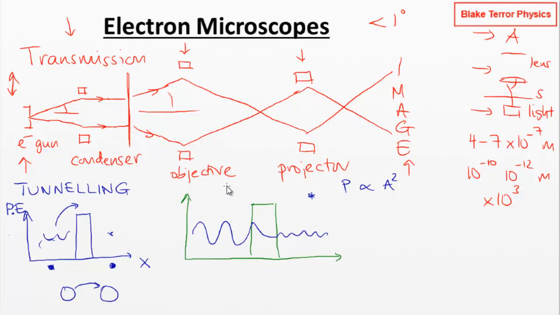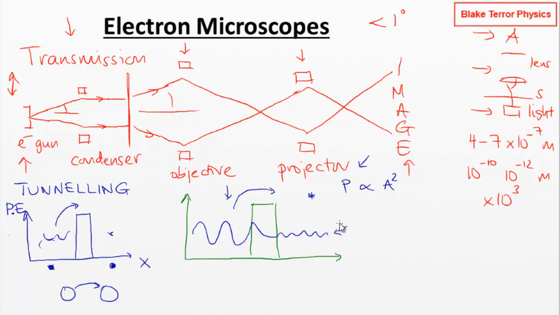It's much more likely to be over here on the left because we've got a higher amplitude. So you square the amplitude, and that's telling us about the probability. Smaller amplitude on the right, but there's still a chance that the electron, even though it didn't have enough energy to go over the barrier, might have tunneled through it, and it might be on the other side.